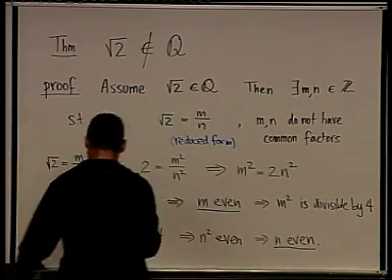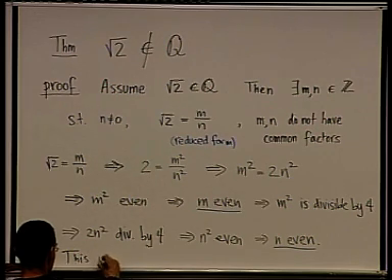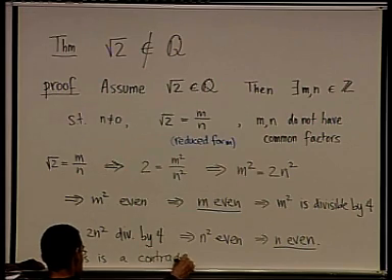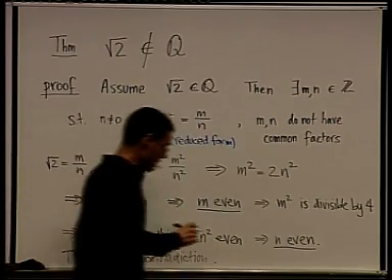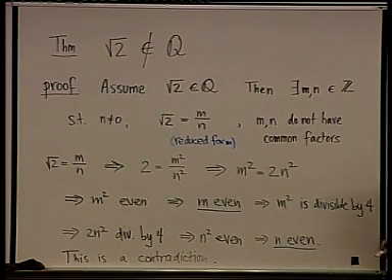So this is a contradiction, and that completes the proof. Sometimes at the end of a proof, we're going to put a little black square. And this little black square just means end of proof.